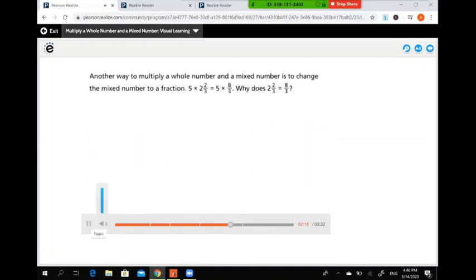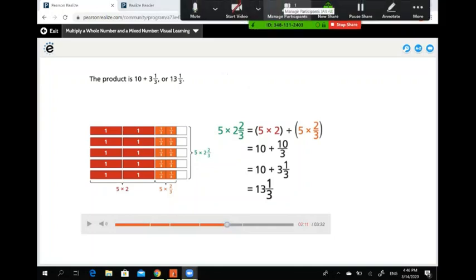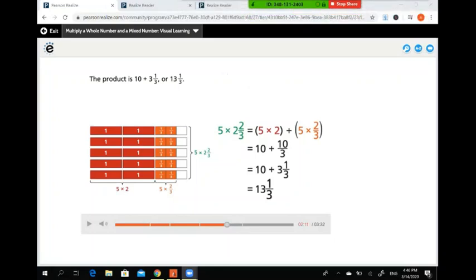Another way to multiply a whole number and a mixed number is to... Okay, here, how he got. Here we have 10 plus 3, 1 over 3, which is equal. So here, he made the 10 over 3 as a mixed number, 3 1 over 3.